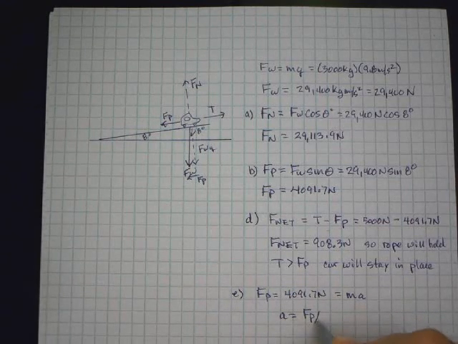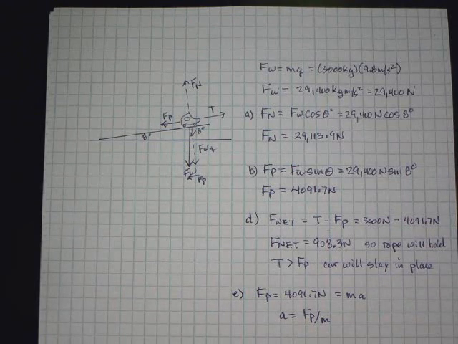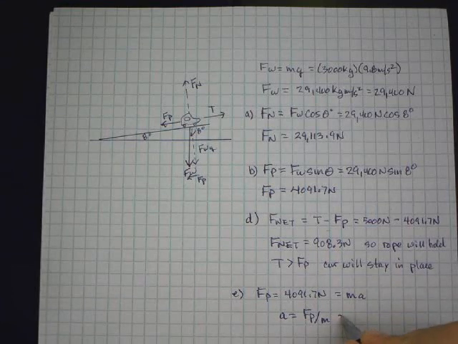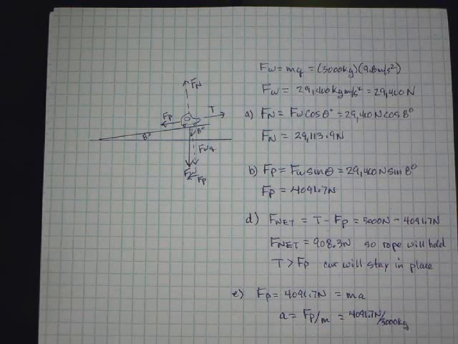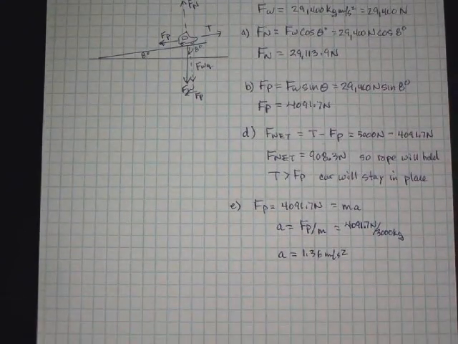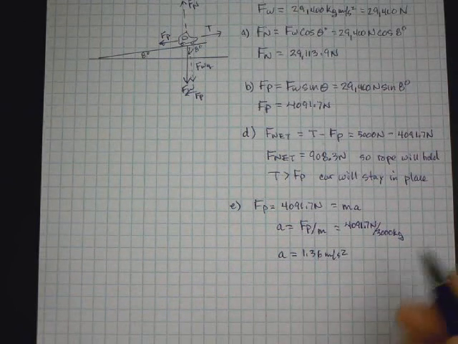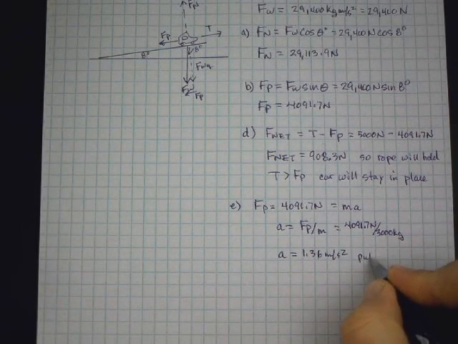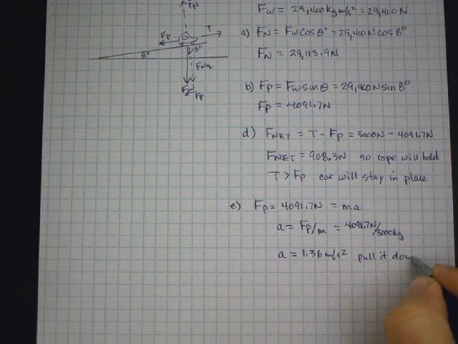All forces can be written as F equals ma, which means I can get a from taking that force and dividing by the mass of the car, which was the 3,000 kilograms. And so the acceleration of the car is approximately 1.36 meters per second squared. So this is what will pull it down the hill.